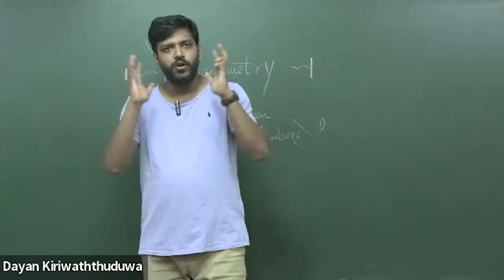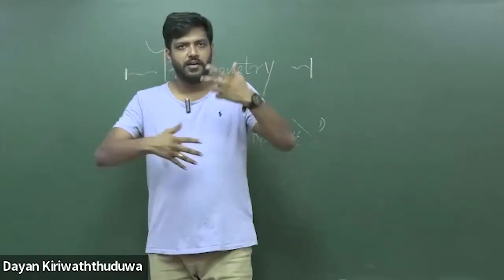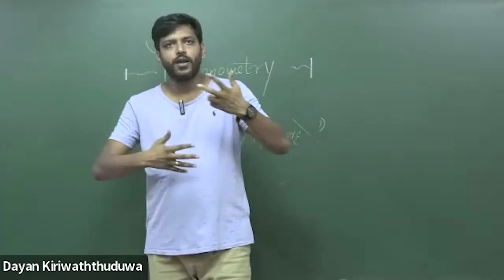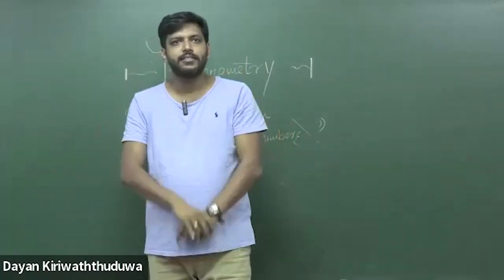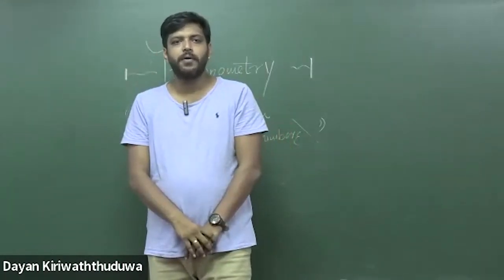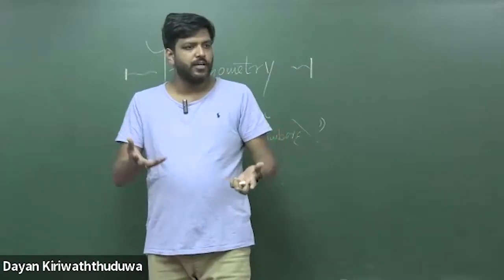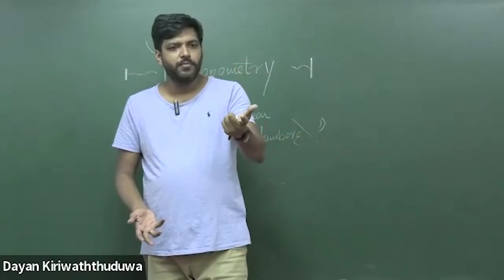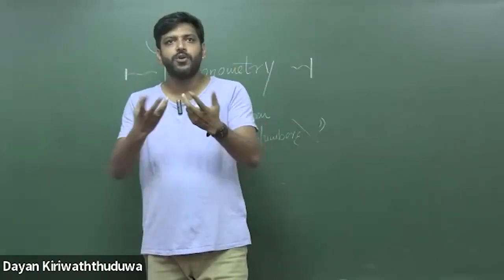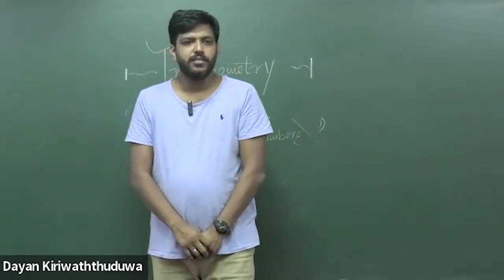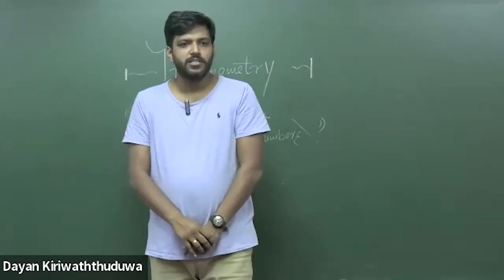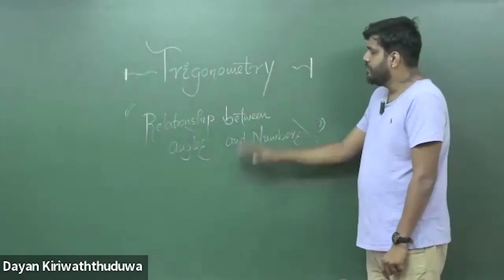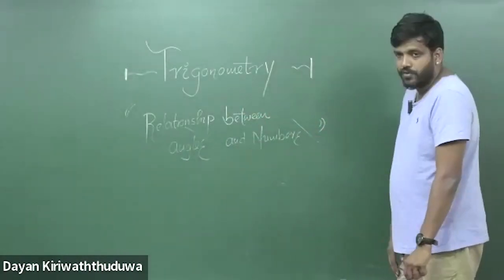So if you concentrate on the content and start questioning, interacting with the program, you can always disturb me. When you are learning, you can disturb. When you don't understand, you can always question. I mean, there is a freedom of the student, right? So let's move on. The relationship between angles and numbers is called trigonometry.